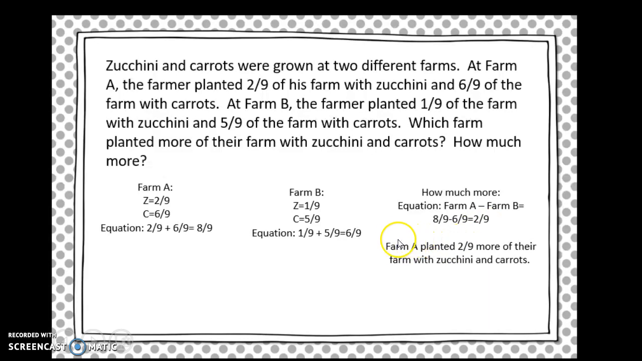I go ahead and rewrite my answer in a complete sentence. So Farm A planted 2/9 more of their farm with zucchini and carrots. So now that I have written out all of the equations for this practice problem, you can go ahead and draw the fraction bar models for Farm A and Farm B to get our answer.